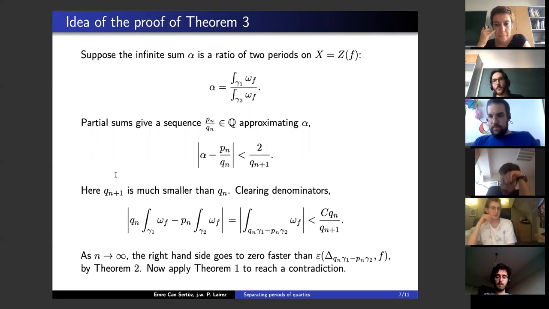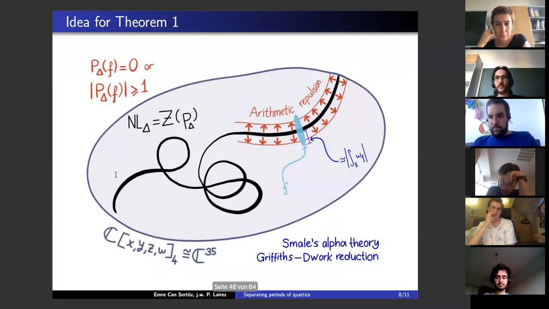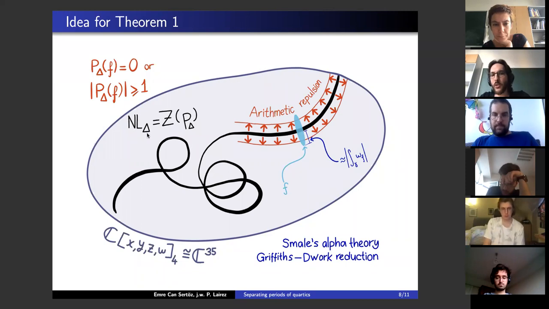Okay, now let's talk about the main engine behind these ideas. And this is theorem 1. So here for theorem 1, I'm just going to give a picture, a proof by pictures if you want. And here, what we're going to do is to put two competing forces against one another. And one of the forces is this, that I said that the Noether-Lefschetz locus delta is the locus of quartics which contain an algebraic cycle with discriminant delta.